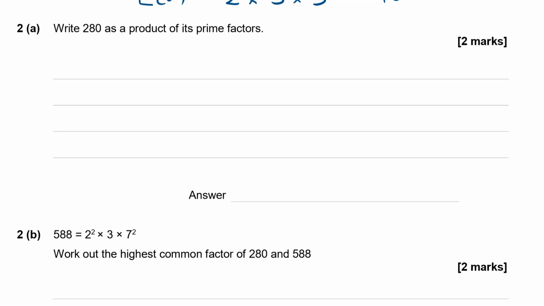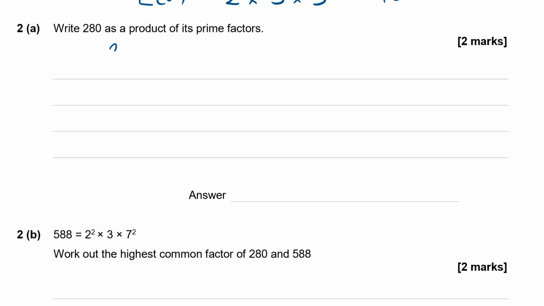Now, question 2A says, write 280 as a product of its prime factors. The method I would suggest depends on whether or not it's a calculator or a non-calculator paper. Let's just do it the non-calculator way first. For a non-calculator paper, I would use a factor tree.